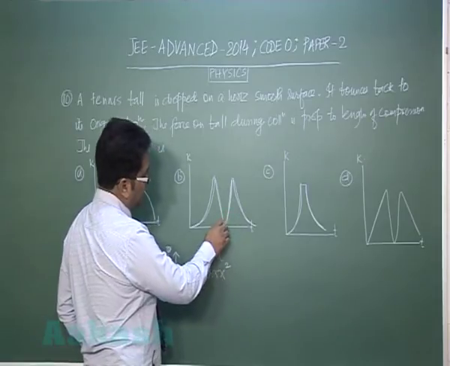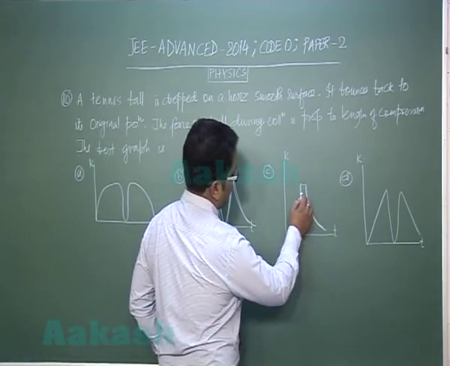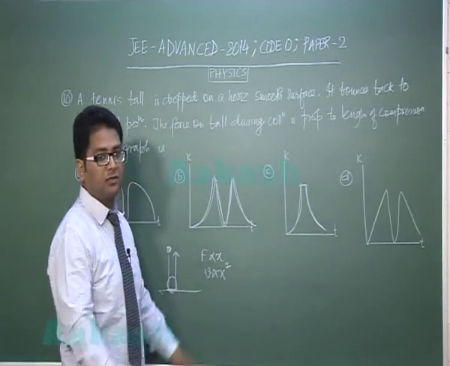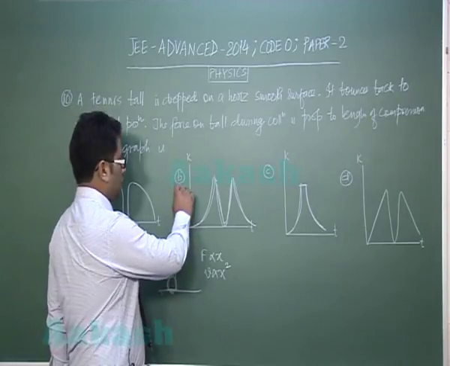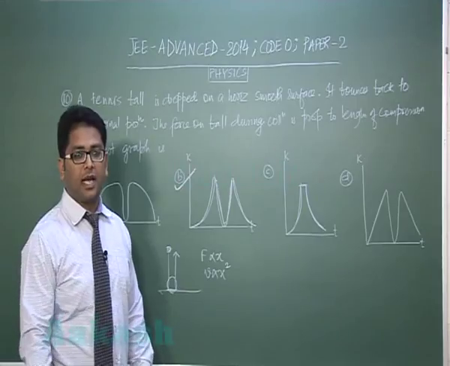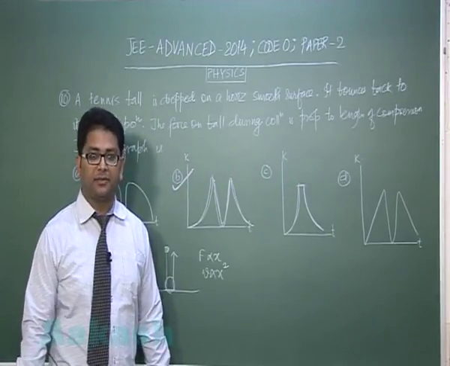This is how kinetic energy changes during the collision, while option number C says kinetic energy is constant during the collision. The option would be ruled out. So the correct option would be option number B. Now we'll go to the next section, which begins from question number 11.